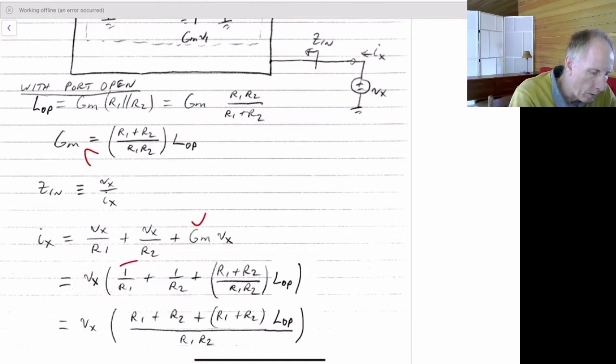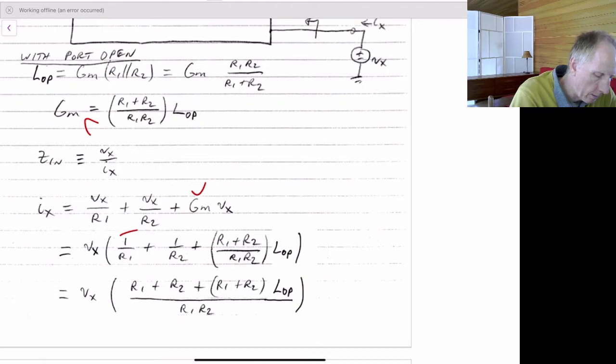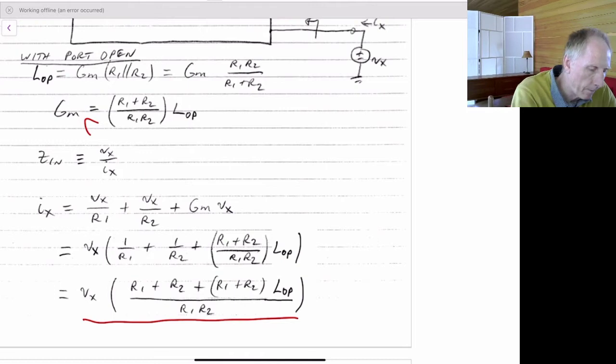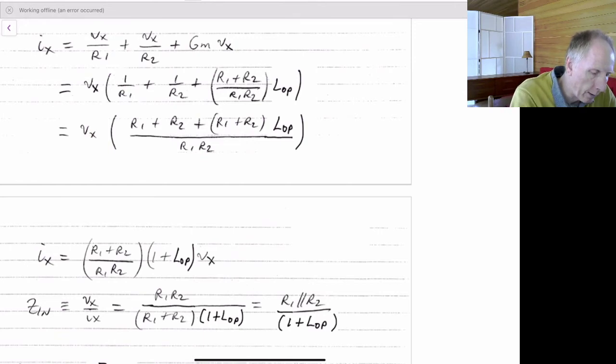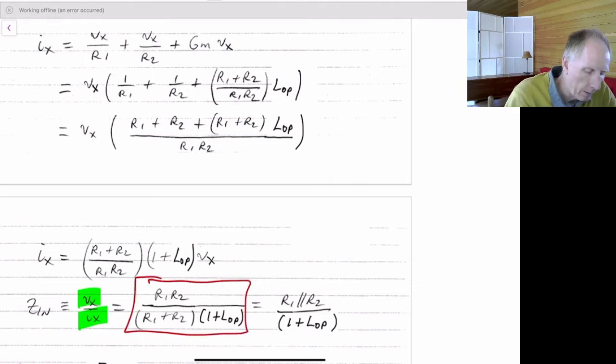Just rewriting that a little bit more, we have the next equation, which is shown here. And so we can rewrite that one last time. We end up that Ix is equal to R1 plus R2 divided by R1 times R2 times 1 plus L, the loop gain when it's open circuited, times Vx. Now solving for Vx over Ix, we can rewrite this as this equation.